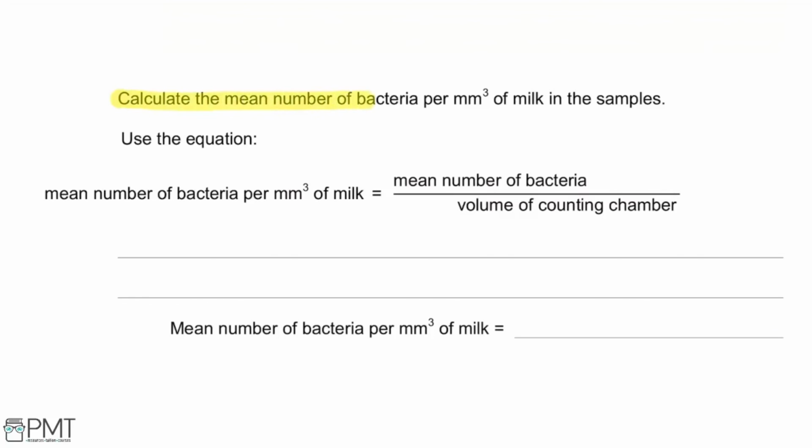Calculate the mean number of bacteria per millimetre cubed of milk in the samples. Use the equation: mean number of bacteria per millimetre cubed of milk equals the mean number of bacteria divided by the volume of counting chamber. We calculated the mean number of bacteria previously and we've got an average of 14. And then the volume of the counting chamber was also calculated as 0.001 millimetres cubed. Now we've got to take the 14 and divide that by our 0.001 millimetres cubed, and that gets you an answer of 140,000.